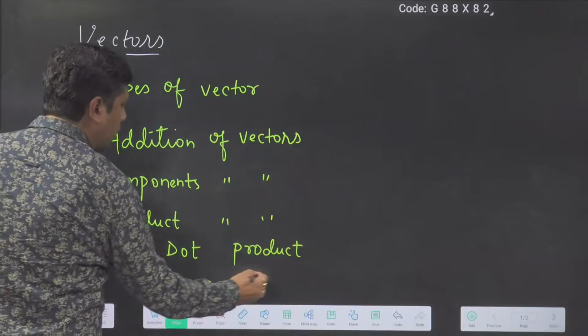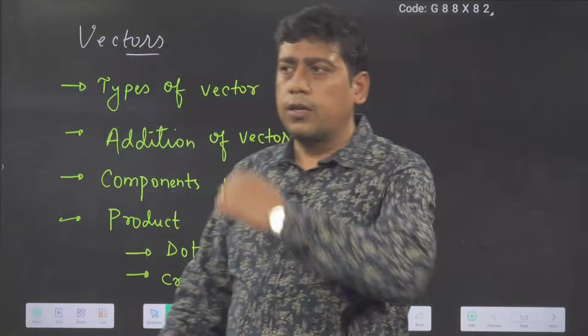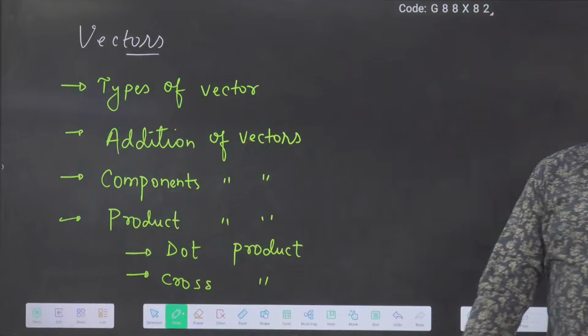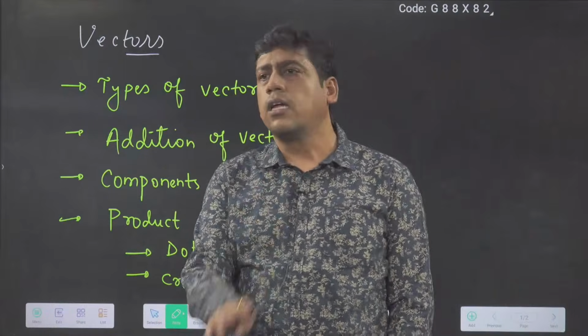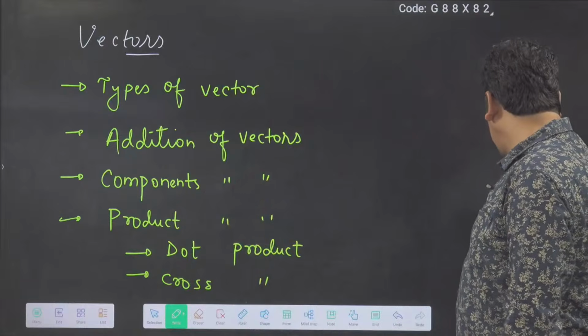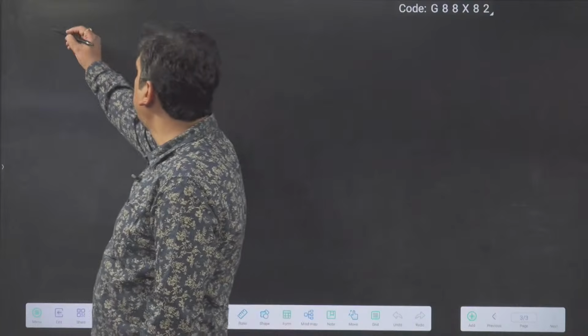Another one is cross product. Okay? This much concept we will see. Types of vector, addition of vector, then component of vector, then product of vector, two types of product of vector, dot product and cross product.